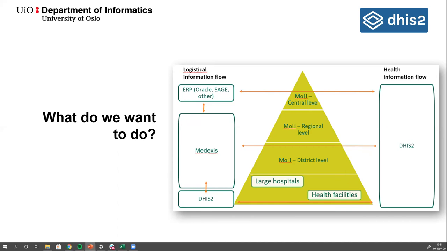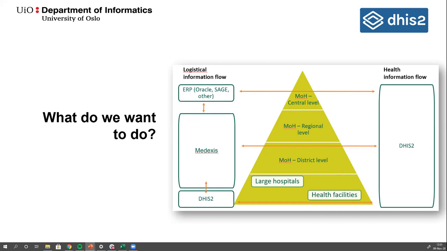And they capture data at facility level in DHIS2. So what are we trying to do? On the left side, you see the supply chain information systems. And then on the right side, you see DHIS2 serving as the health information system. In the middle, you have the various levels of the Burundi health hierarchy. So it starts at smaller health facilities, then you have larger hospitals, then district level, regional level, and central or national level.